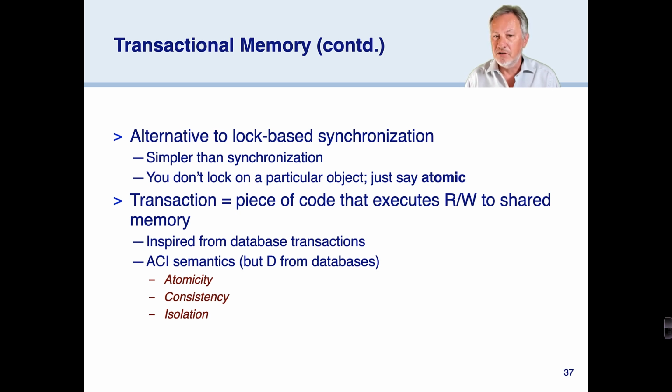So a transaction is going to be a hunk of code that executes read-write operations on a bit of shared memory, and it's inspired, as I said earlier, by database transactions. In traditional transactions in databases, we have the ACID properties: atomicity, consistency, isolation, and the D is coming from databases. And we leave off the D because it's not going to be persistent update of the database, but only the volatile memory of our program. But then it's going to be atomic, consistent, and isolated.